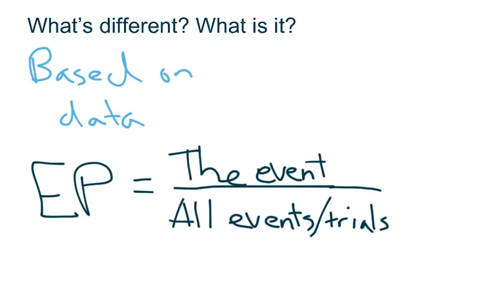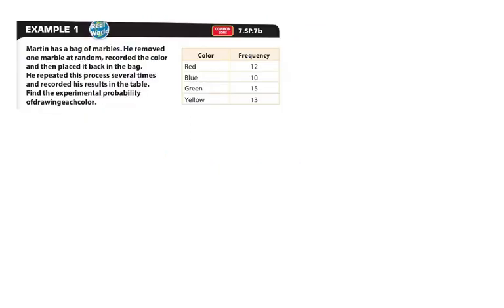That's experimental probability. So let's take a look at one of the examples from the textbook to see if we can make sense of this. So Martin has a bag of marbles. He removed one marble at random, recorded the color, and then placed it back in the bag. He repeated this process several times and recorded his results in the table. Find the experimental probability.